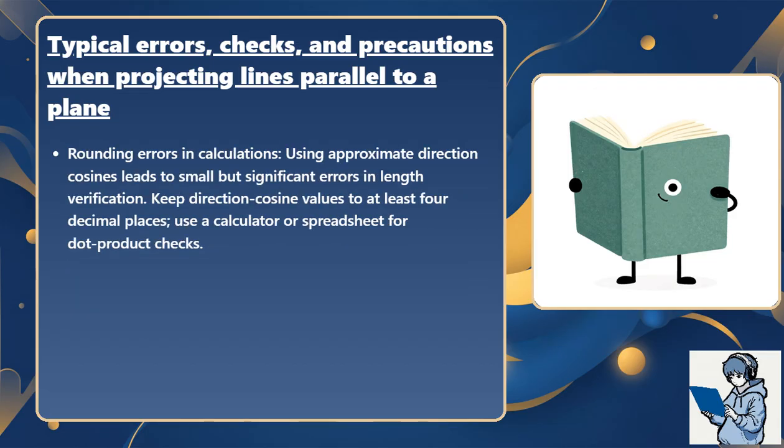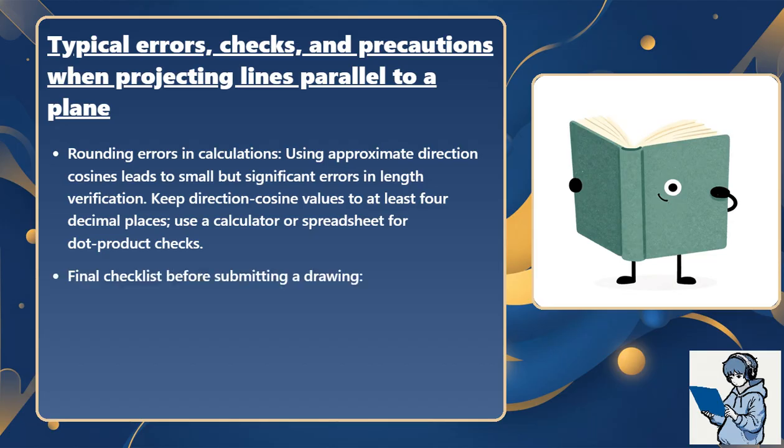Rounding errors in calculations. Using approximate direction cosines leads to small but significant errors in length verification. Keep direction cosine values to at least 4 decimal places. Use a calculator or spreadsheet for dot product checks.